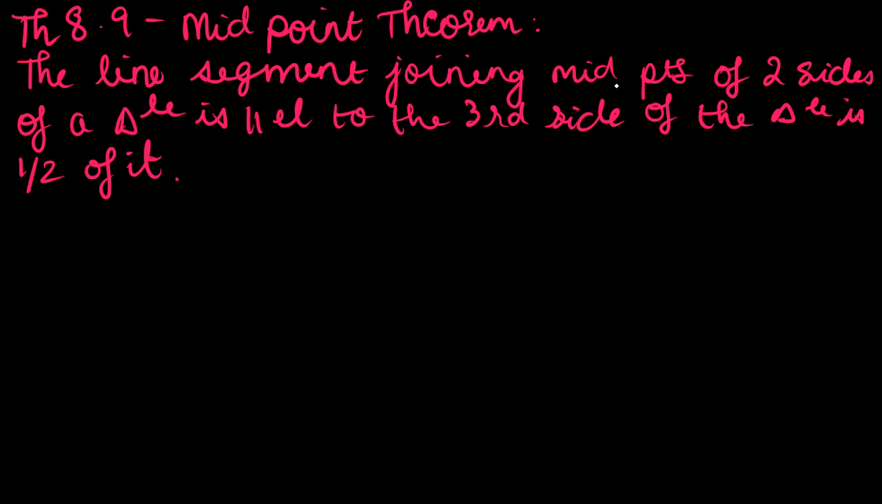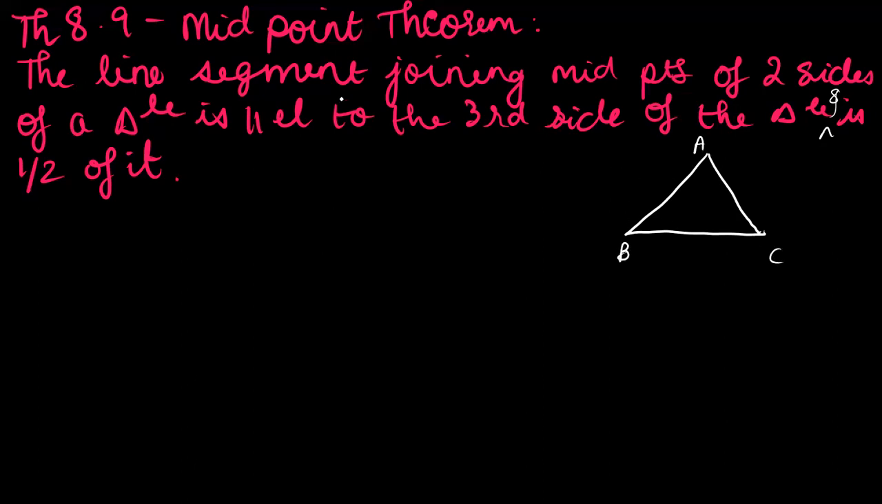The line segment joining midpoints of two sides of a triangle is parallel to the third side of the triangle and is half of it. Now, first let's draw a triangle, right? First, we always need the figure. Okay, I have a triangle, name it as A, B, C.